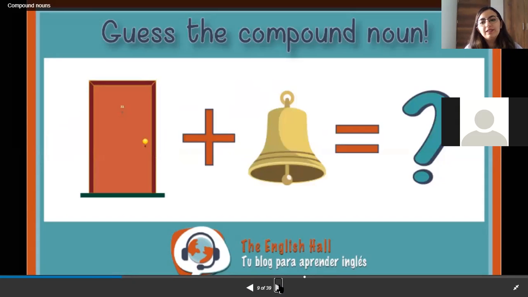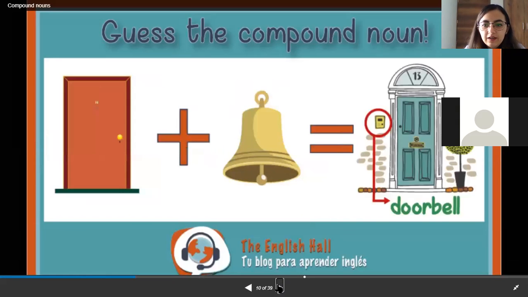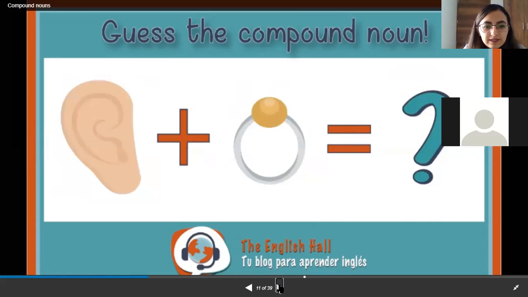Can you guess what is the last word? Very good. Madeline y Steffi. It's a doorbell. It's a doorbell. So we have el timbre, ¿no es cierto? It's a doorbell. Very good. Let's continue with the next. This one, what we all women wear. What do you think?